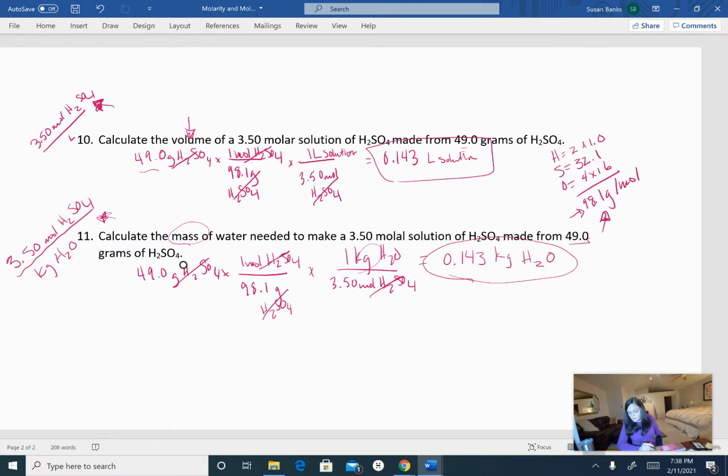Not a whole lot. Okay, so that is how you use units for molarity, which is moles per liter, big capital M, molarity, and molality, which is a little m, which is moles per kilogram.